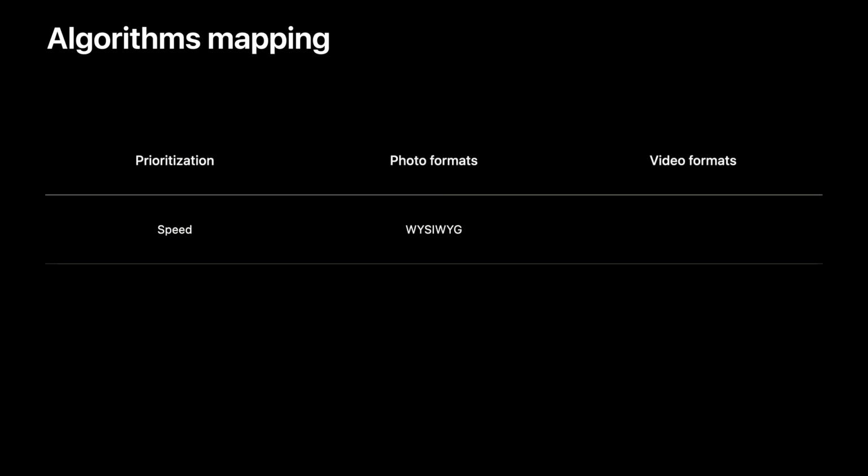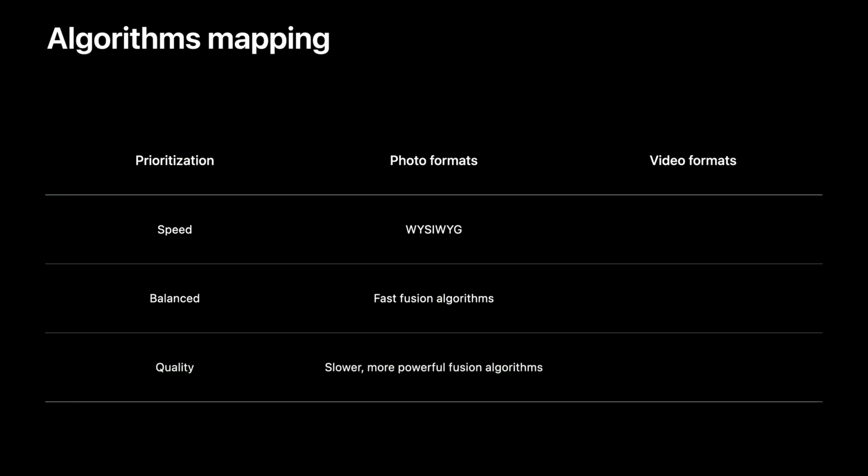The performance characteristics of the three levels are determined by the underlying algorithms we use. The mappings differ based on the kinds of format you use, and we'll talk some more on the difference between photo and video formats momentarily. With photo formats, speed will get you WYSIWYG photos, that is, what you see is what you get photos, which are lightly processed with only some noise reduction applied. If balanced is specified, we'll choose from a collection of fast fusion algorithms that produce much better photo quality than WYSIWYG photos at a somewhat slower capture rate.